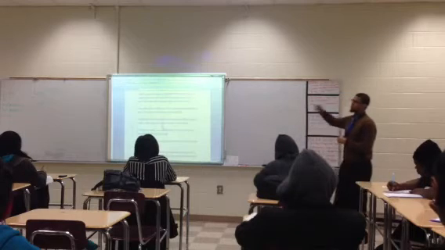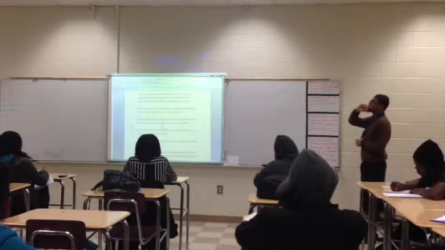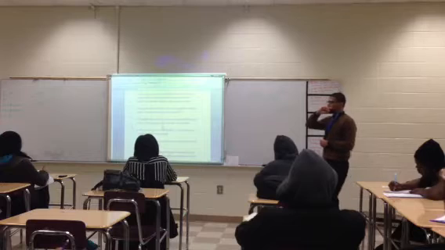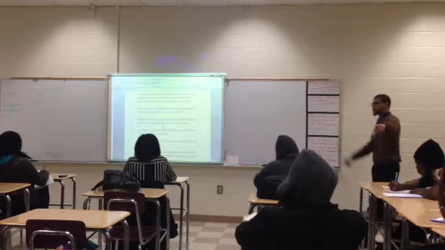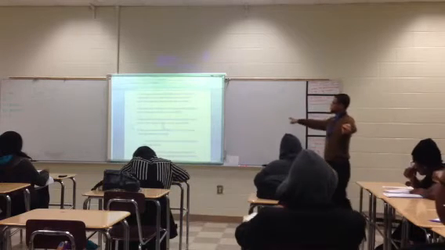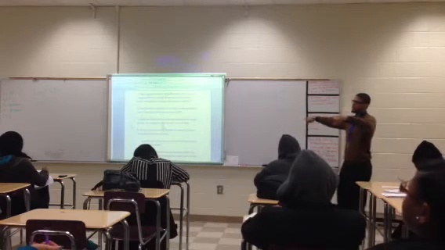2x equals 6. What would you do to both sides to solve for x? Divide by 2. And why would you do that? Because you want to get x on the side by itself. You want to get x on one side by itself, and you're just doing the inverse operation of multiplication, which is what?